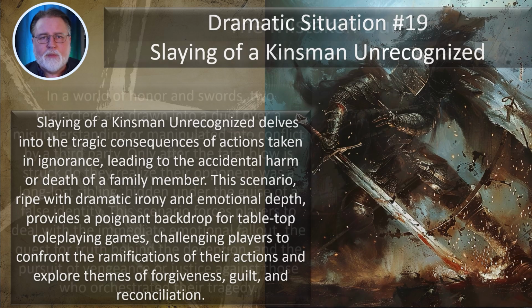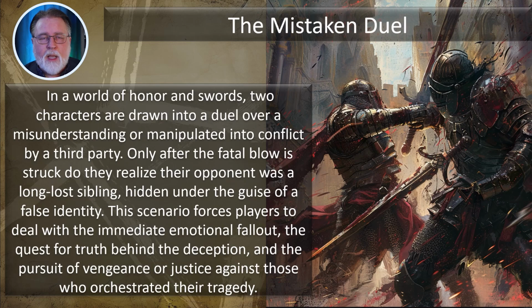Let's look at some examples. The Mistaken Duel. In a world of honor and swords, two characters are drawn into a duel over a misunderstanding or manipulated into conflict by a third party. Only after the fatal blow is struck do they realize their opponent was a long-lost sibling hidden under the guise of a false identity. This scenario forces players to deal with the immediate emotional fallout, the quest for truth behind the deception, and the pursuit of vengeance or justice against those who orchestrated their tragedy.